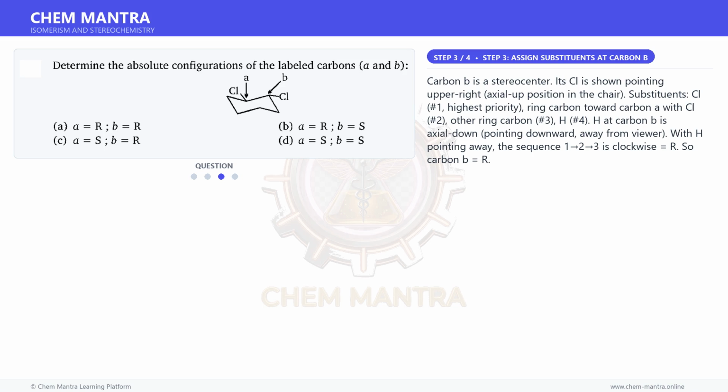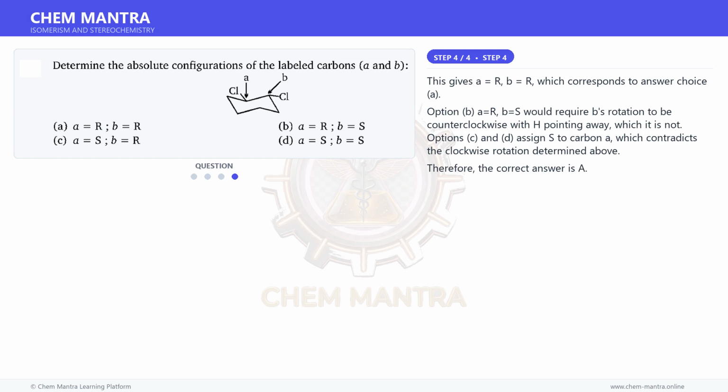Carbon B is a stereocenter. Its Cl is shown pointing upper right, axial up position in the chair. Substituents: Cl, number 1, highest priority; ring carbon toward carbon A with Cl, number 2; other ring carbon, number 3; H, number 4. H at carbon B is axial down, pointing downward, away from the viewer. With H pointing away, the sequence 1 to 3 is clockwise, equal to R. So carbon B is equal to R.